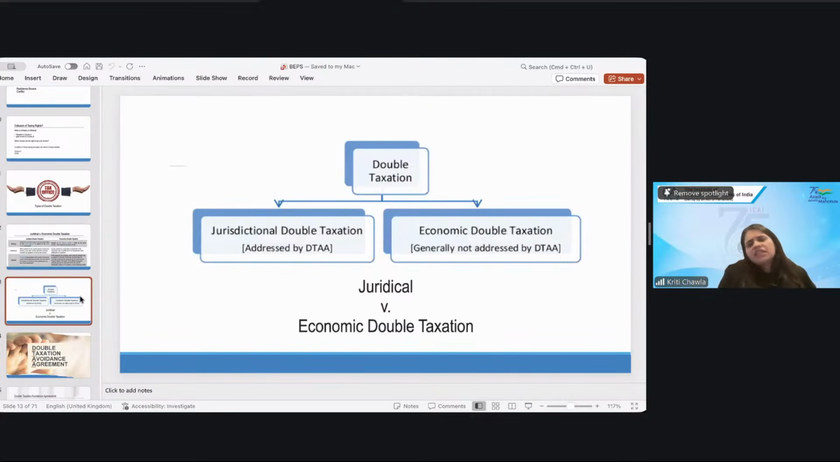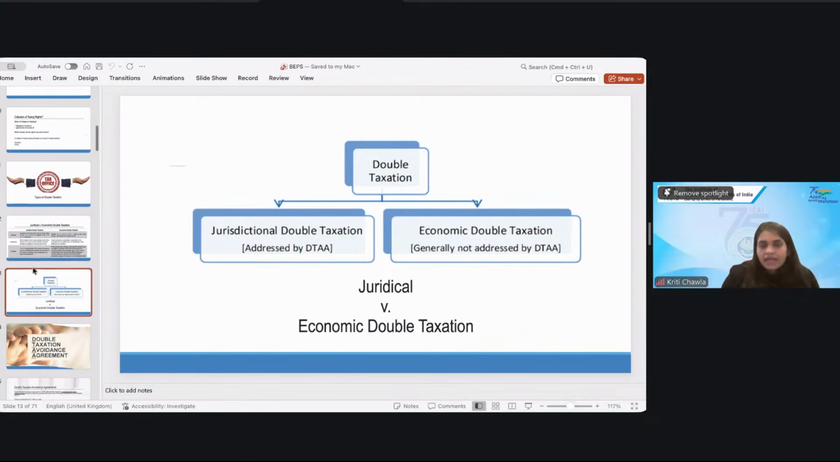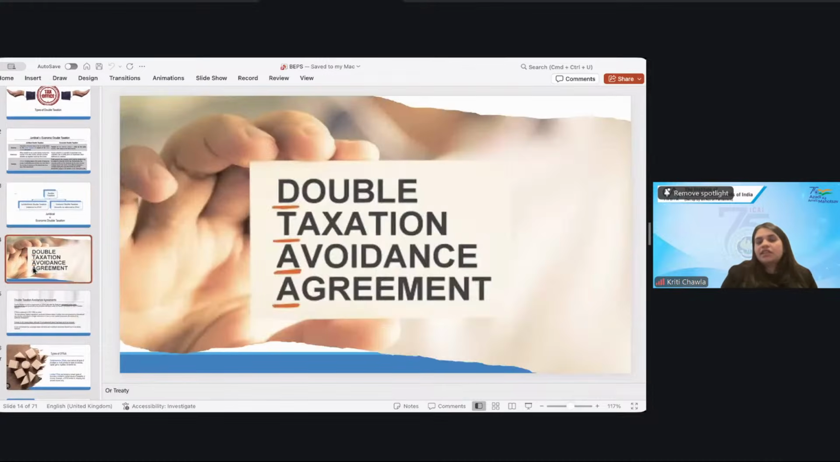Now, the thing about economic double taxation is that you cannot do much about it. This is generally not addressed by double taxation avoidance agreements. So this is something which just stays. It is not really addressed. But talking about jurisdictional or juridical double taxation, this is something which is addressed by a DTAA, and that is where DTAA comes into place. As I mentioned before, DTAAs are also called as tax treaties. So what exactly is this concept of a DTAA?